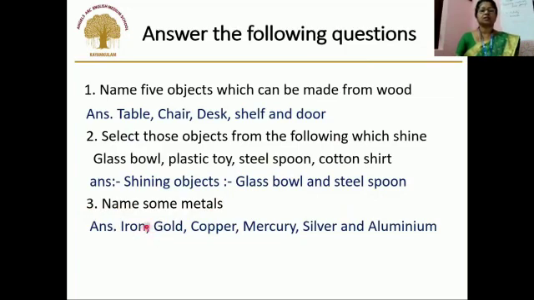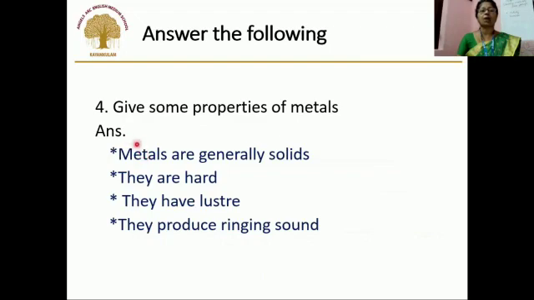Now the third question is, name some metals. You all know the answer, isn't it? Iron, gold, copper, mercury. In the last session I told you mercury is a liquid metal. Silver and aluminium are also metals. So iron, gold, copper, mercury, silver and aluminium are metals. Okay. Next question is, give some properties of metals. We studied the names of some metals. What are their properties?